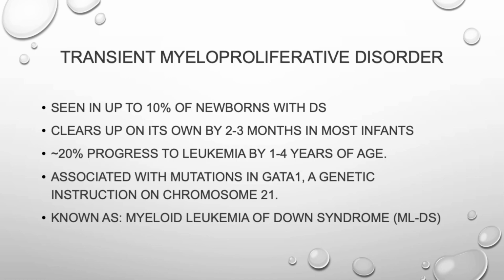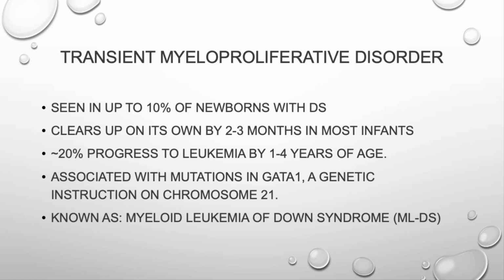There is something that we know called transient myeloproliferative disorder, or TMD. And this is actually not uncommon. It's seen in 10% of newborns with Down syndrome, and clears for the most part in 2 or 3 months. But those children have to be followed very carefully, because 20% of them may actually progress later on to have leukemia. So we know which children we need to pay attention to.